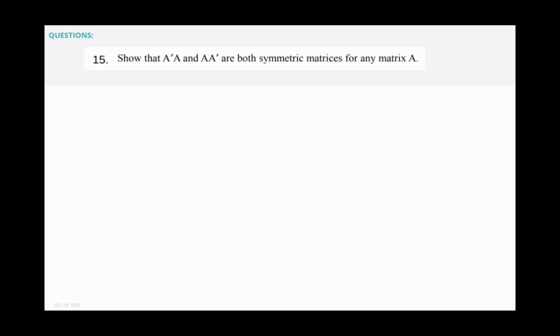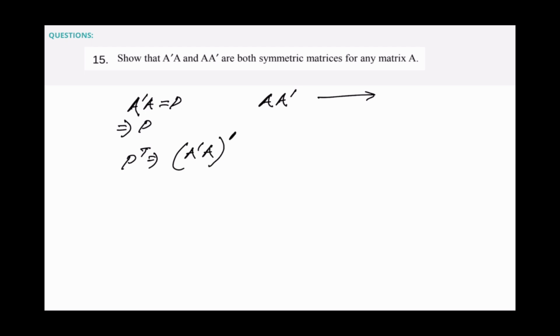Now the 15th question. What they have given? You have to show that A transpose A and A A transpose are both symmetric matrices for any value of K, meaning irrespective of A, it is symmetric. So let's see how we do. Take this whole thing as P. Now do P transpose, very simple. So (A transpose A) whole transpose.